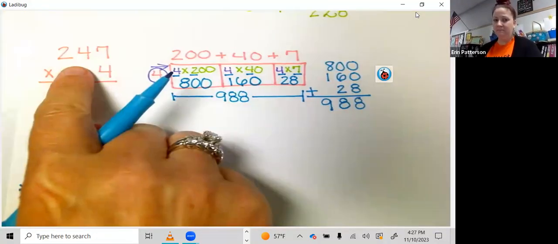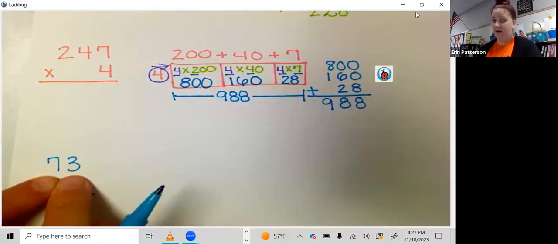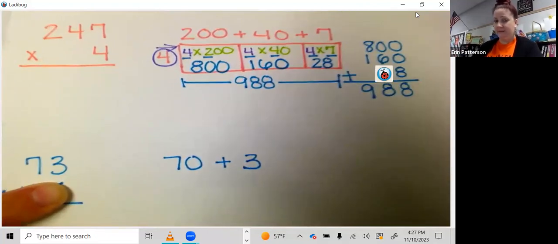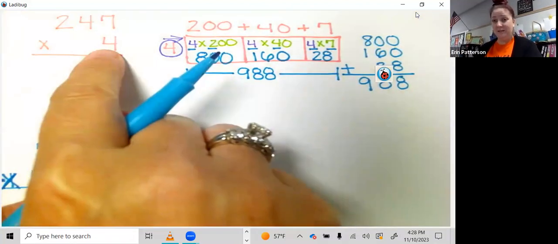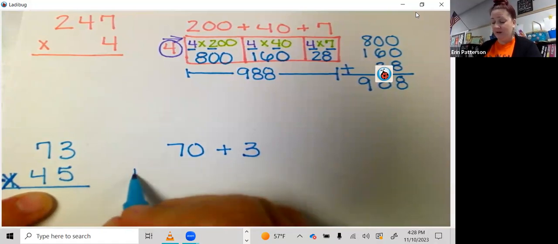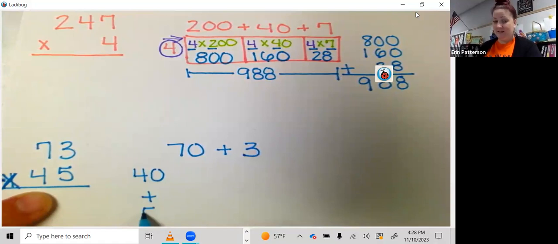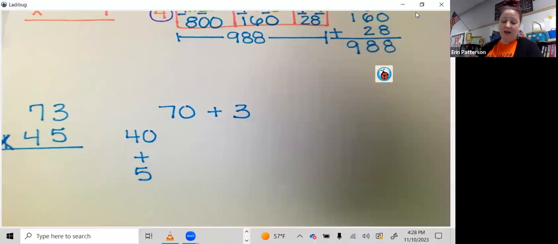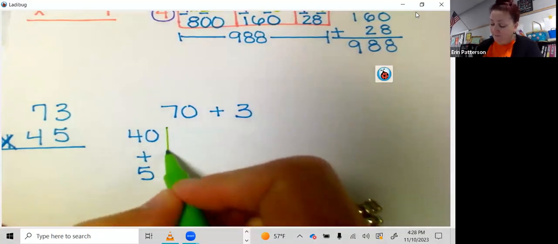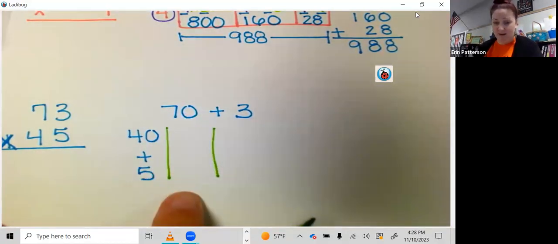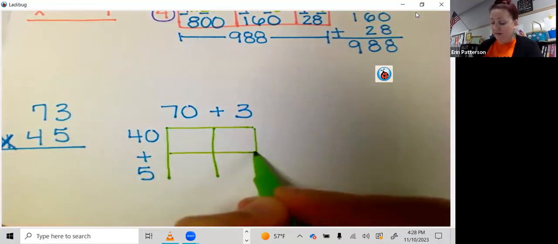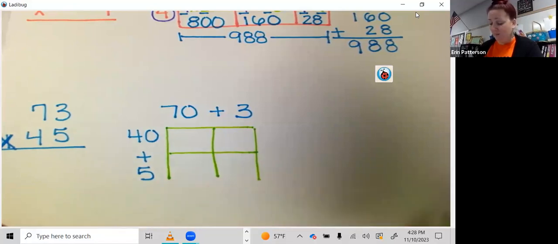Just like I did up here, I broke apart my top number. I'm going to do the same thing here. This is 7 tens plus 3 ones. I didn't have to break apart this 4 because it was only 1, but this is 2. So now going down the side, I'm going to break apart this number. It's going to be 4 tens plus 5 ones. And now that means I'm going to have another space because 70 is going to fall down its pathway. 3 is going to fall down its pathway. 40 needs a path to go across, and 5 needs a path to go across.